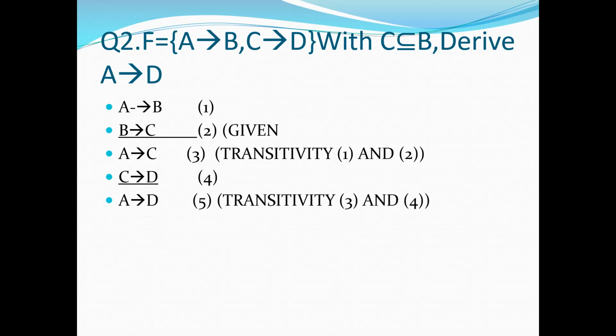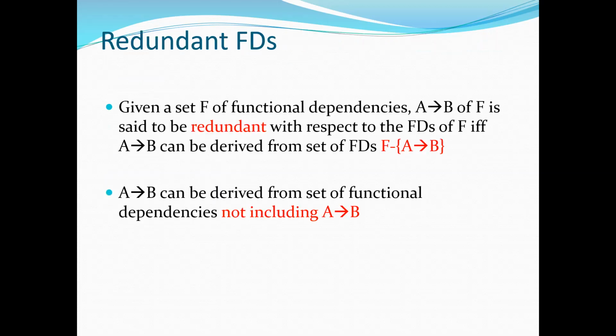Next is redundant FDs. Given a set F of functional dependencies, A to B of F is said to be redundant with respect to the FDs of F if and only if A to B can be derived from the set of FDs, F minus A to B. That means if we want to find a particular functional dependency redundant in the given set, we have to first remove the functional dependency, then check whether we can derive it from the remaining set.